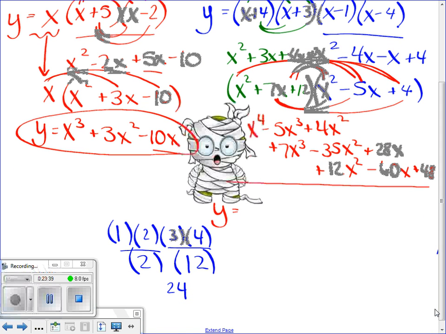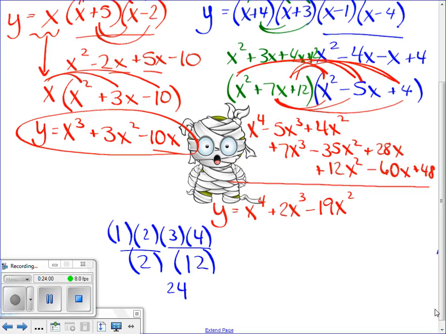So y equals, we get x to the 4th. What do we got? Plus 2x cubed. There's a lot going on in here. There's so many. 4 minus 35 is negative 31 plus 12. Is that 19? Negative 19 x squared. The brain doesn't work as well here in the afternoon. 28 minus 60. That's negative 32 x plus 48. What happens if you miss one negative sign? Yeah, pretty much. It's all wrong.